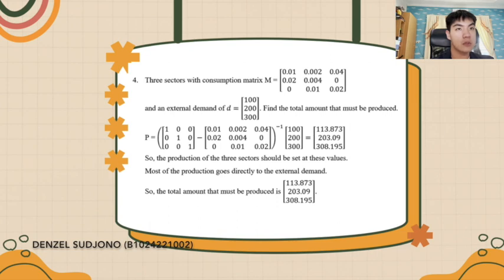Next is three sectors with consumption matrix M, which is 0.01, 0.002, 0.04, 0.02, 0.004, 0, 0, 0.01, and 0.02. And an external demand of D equals 100, 200, and 300. Find the total amount that must be produced.